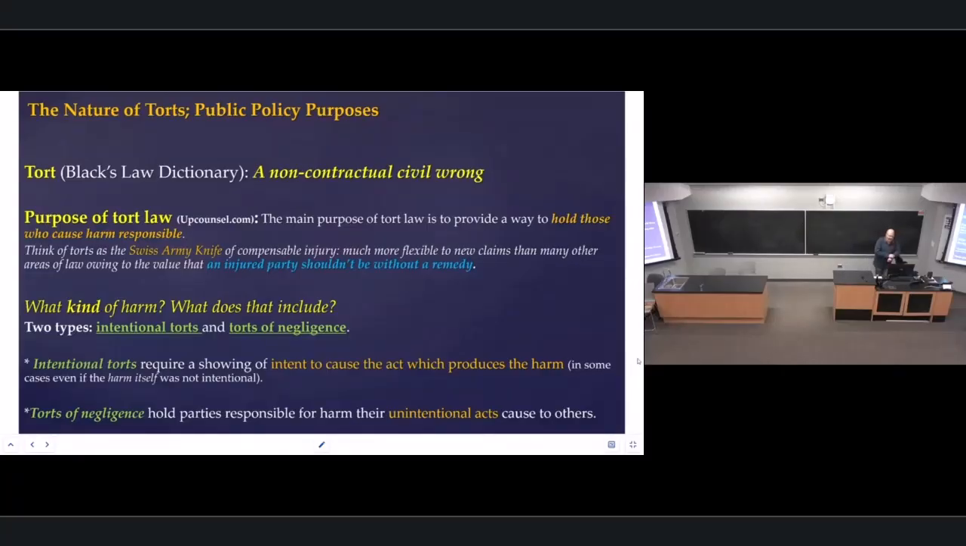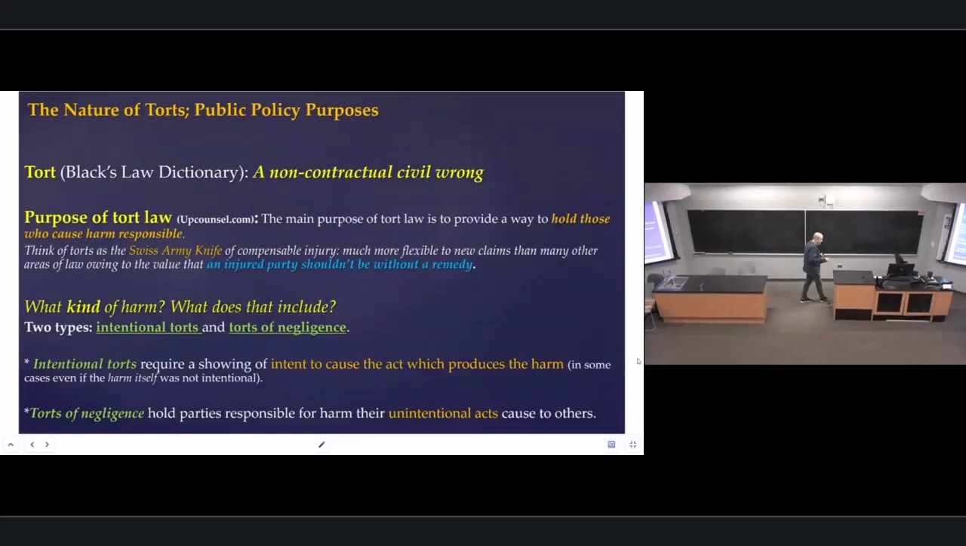Upcounsel.com, by the way, I've got a little definition here where they say the main purpose of tort law is to provide a way to hold those who cause harm responsible, and that's what we were just talking about. So the next question is, what kind of non-contractual harm are we talking about here? What categories do those fall into? Two main types. There are torts of intent, aka intentional torts. It's easier to call them that. The tortfeasor, the party who commits the tort, means to cause what they caused. They mean to do it.